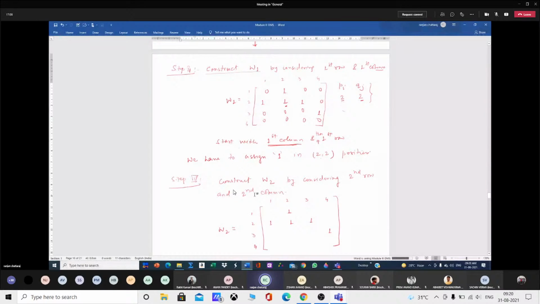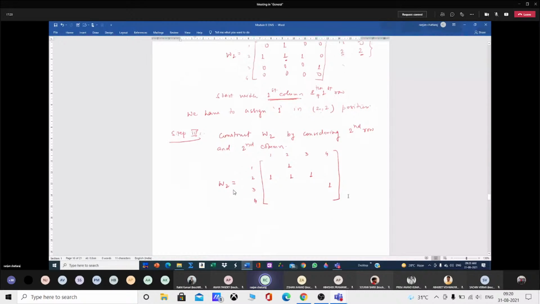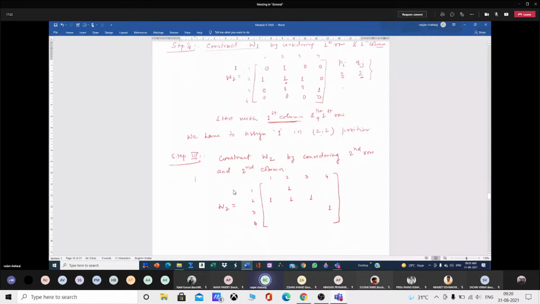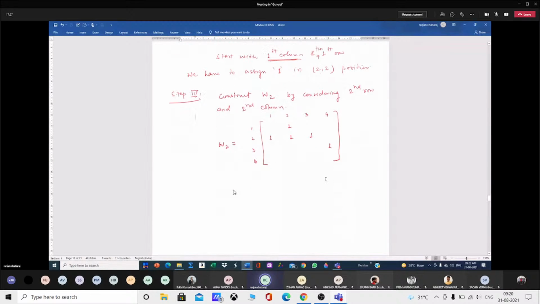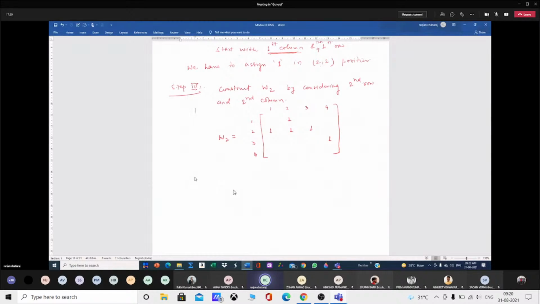So now we are finding the W2. This is the step-by-step algorithm. Here we have a 1, 2 and 2, 1. So we have a 2, 2 over here. So we are assigning here. Now in step 2, what do we do? In the first step, we start with first column and first row. In the second step, in W2, we start with second column and second row. Okay.